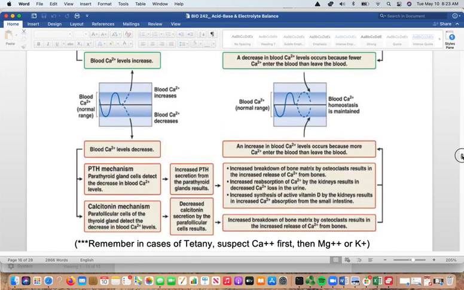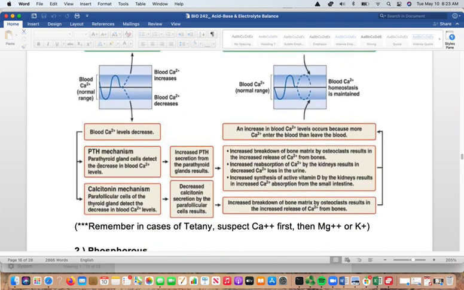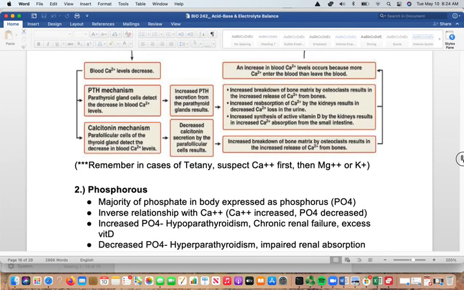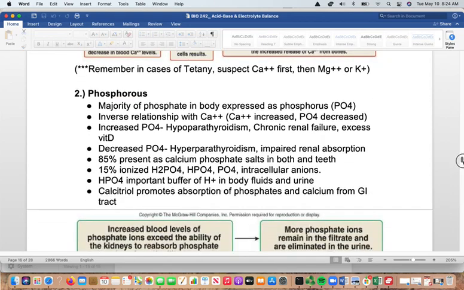If blood calcium is low, PTH is going to become activated, break down more bone. Calcitonin is going to get activated. It's going to break down more bone matrix. You're also going to have reabsorption of calcium in the kidneys and more vitamin D synthesis. So in cases of tetany, the first thing one should suspect is calcium. If calcium levels are okay, then look at magnesium or potassium.